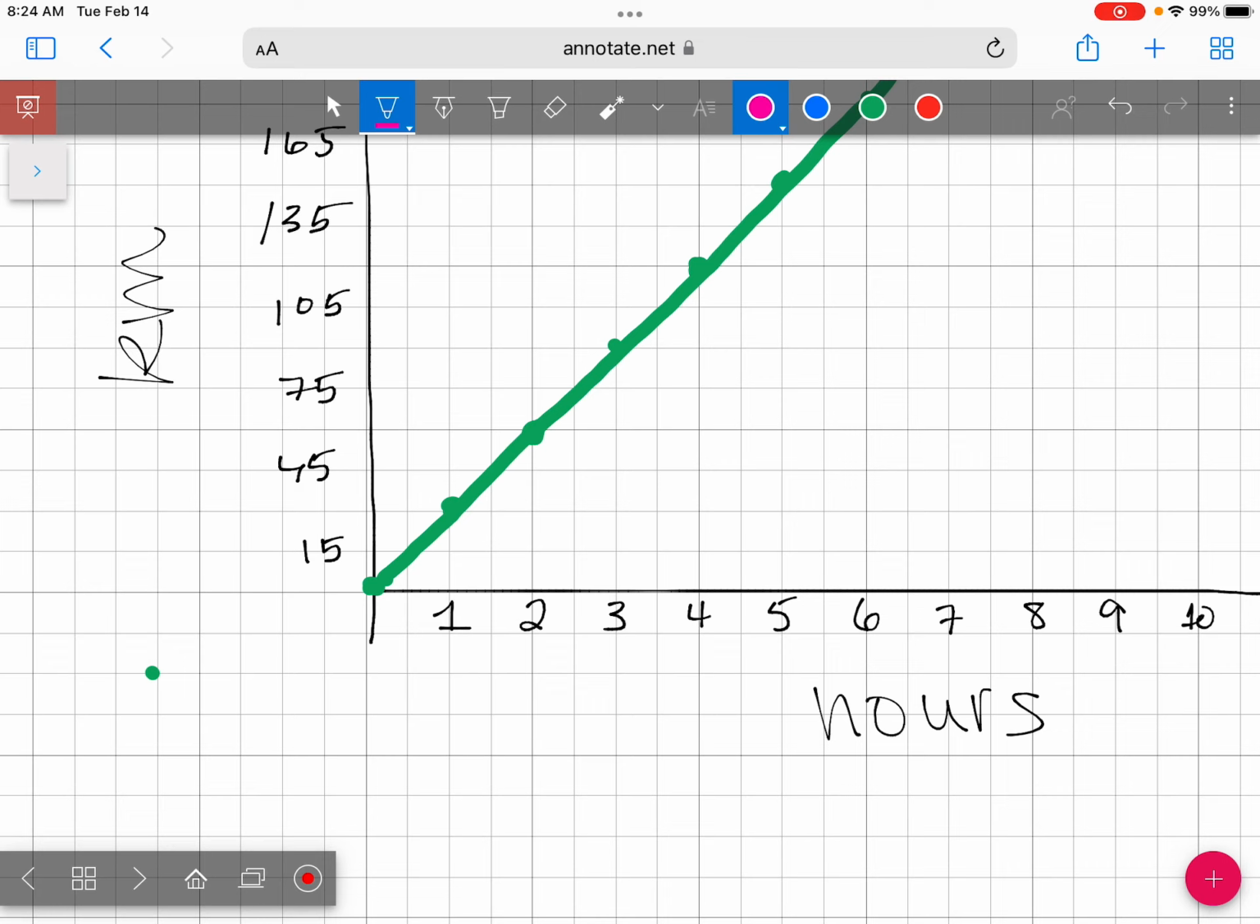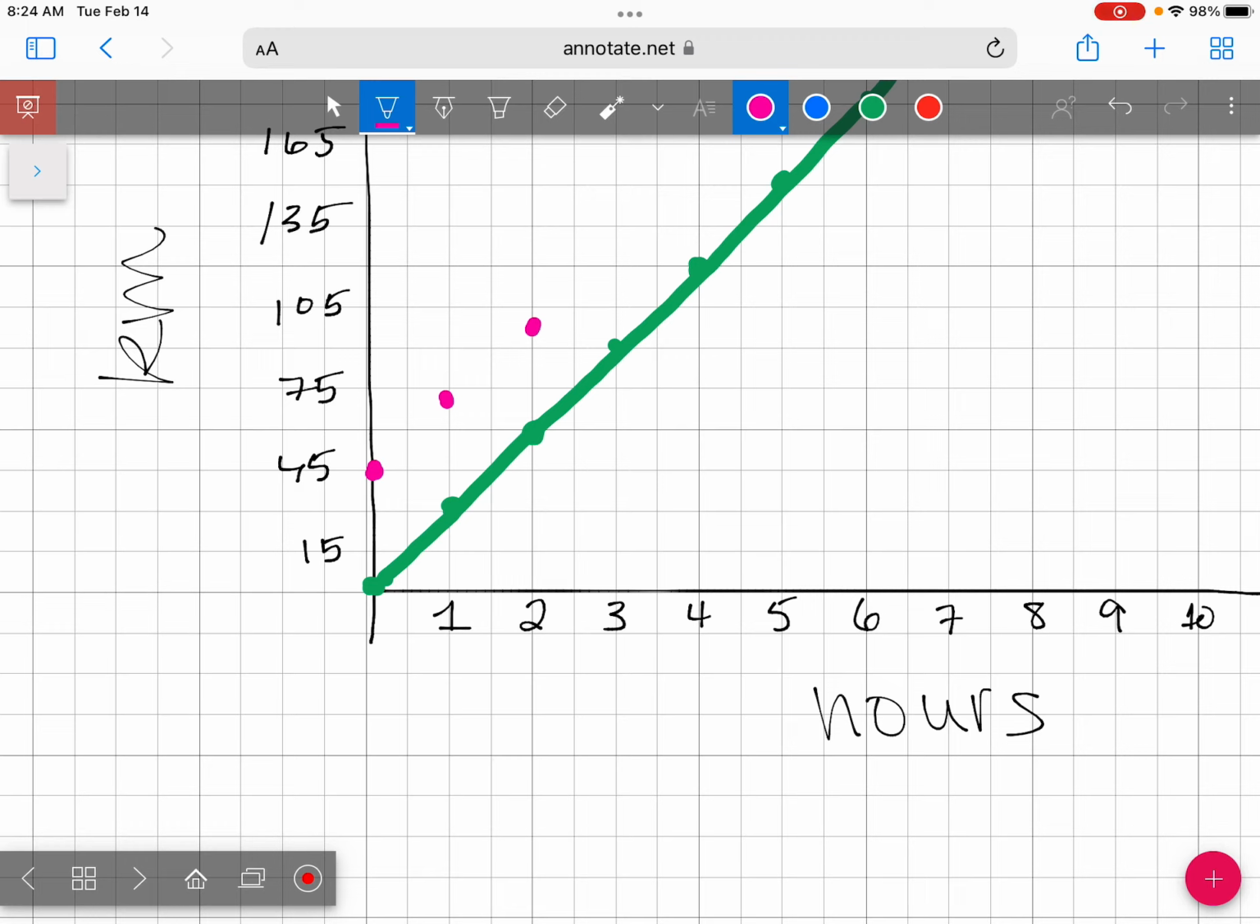So my y-intercept is right here. And then what's my slope? 25 for how many hours? Per 1 hour, right? So 25 plus 45, what do you get? 70. So we're going to say that's like right here. And then add another 25. What do you get? 95, which we'll say is like right there.